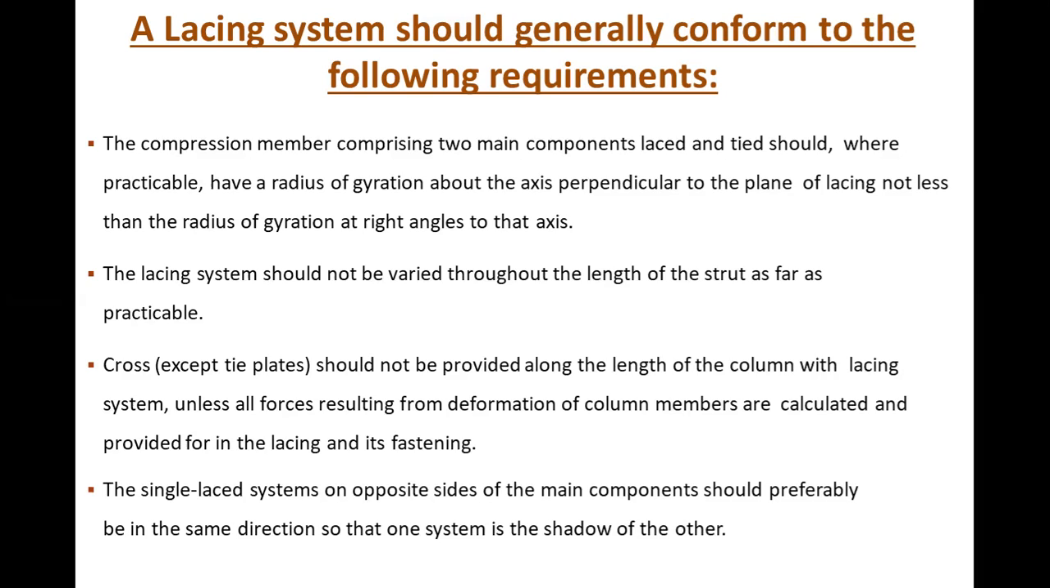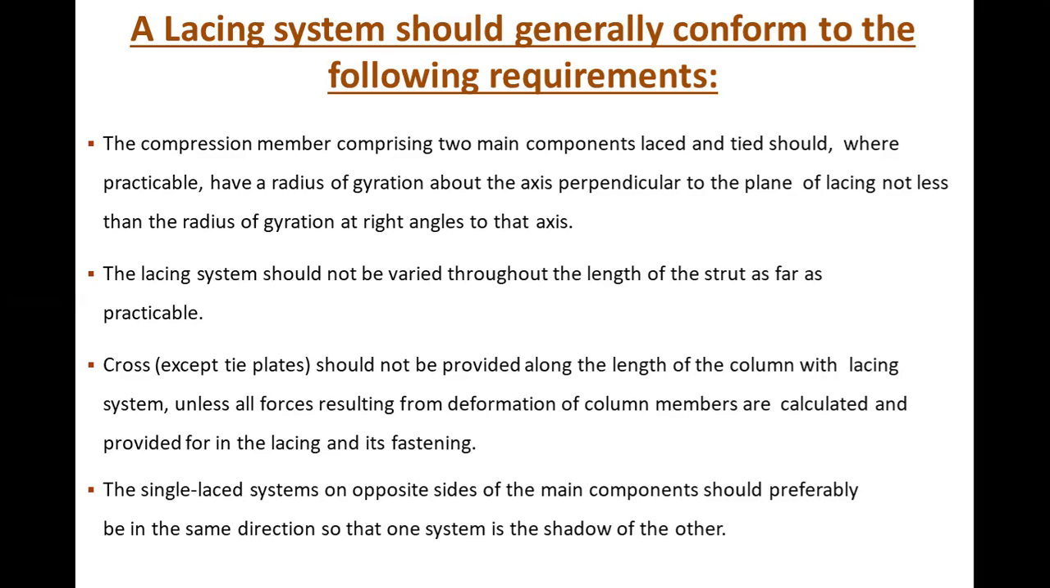There are some requirements while designing the lacing system. For compression members comprising two main components, the two main components, laced and tied, should where practicable have a radius of gyration about the axis perpendicular to the plane of lacing not less than the radius of gyration at right angles to that axis, right? Second, the lacing system should not be varied throughout the length of the strut as far as possible. So basically it says that your lacing system should be the same throughout. Wherever lacing is provided over the whole length, it should not vary anywhere. The distance should be the same everywhere, right?